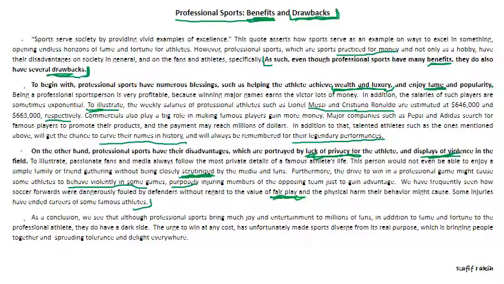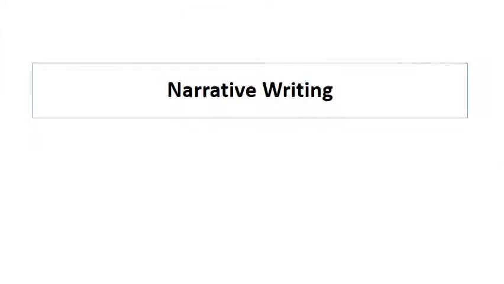As a conclusion, now I need to restate my thesis and leave the reader with the final thought. As a conclusion, we see that although professional sports bring much joy and entertainment to millions of fans, in addition to fame and fortune to the professional athlete, they do have a dark side, disadvantage. This drive to win at any cost has unfortunately made sports diverge. Diverge means to move away from its real purpose, which is bringing people together and spreading tolerance and delight everywhere. So this is your essay.